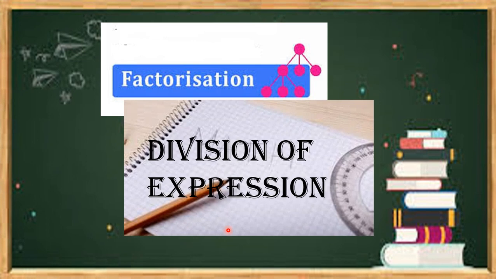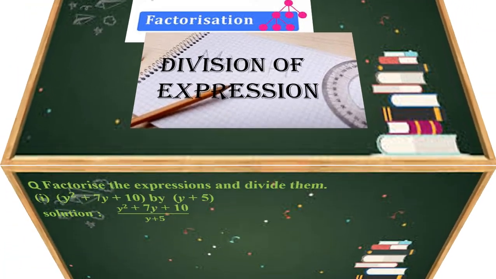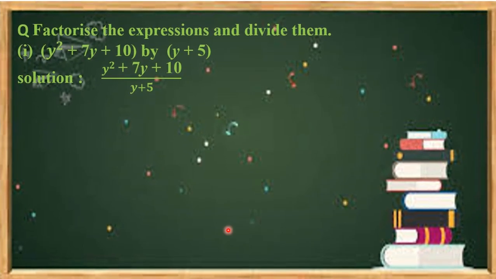Hello students, in today's session we are going to divide the expressions in the chapter Factorisation. So let us understand this. Today we are dividing a quadratic polynomial, that is, an expression whose highest exponent is 2. So y square plus 7y plus 10, we have to divide this by y plus 5.